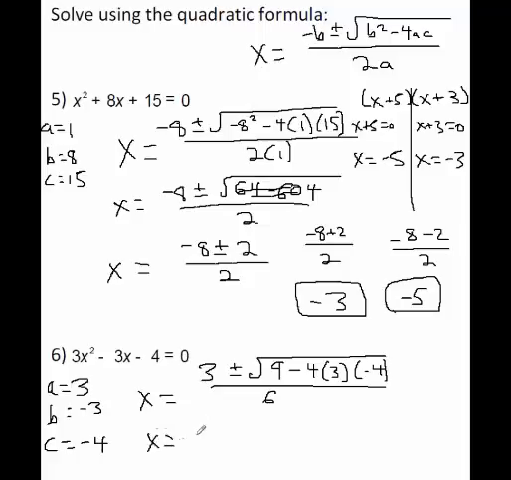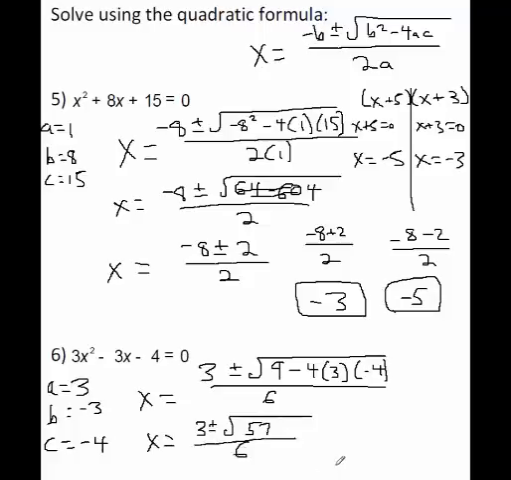So x equals 3 plus or minus the square root of, well, let's see, what's negative 4 times 3 is negative 12, times negative 4 is positive 48. So negative 4 times negative 4 is 16, 16 times 3 is 48. Either way, you get positive 48. So you have 9 plus 48, which is 57. Square root of 57 over 6.